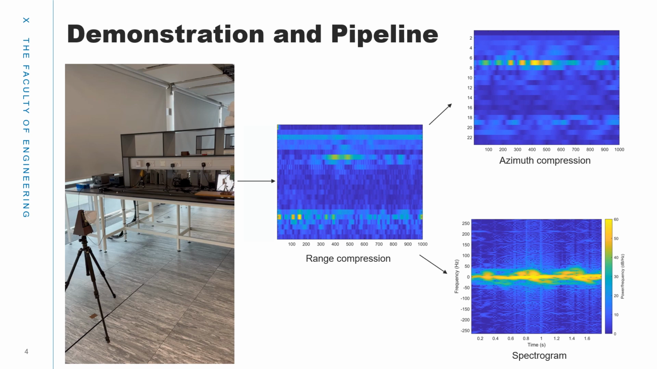This visualization shows how the frequency changes over time, and we can see fairly clearly the sinusoidal pattern caused by the moving metronome arm. These signatures will be further analysed in the following slide. Following range compression, we can also perform azimuth compression to create a focused image of the scene, as depicted in the second image. A basic range Doppler algorithm was used in which an azimuth FFT was used to transform the data to the range Doppler domain.